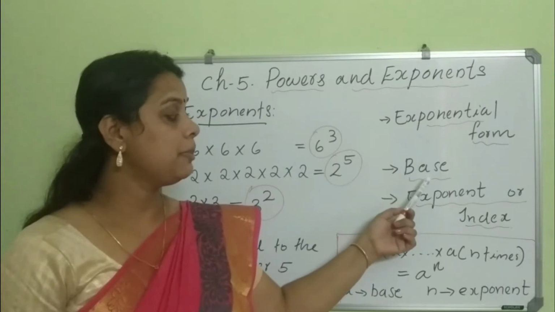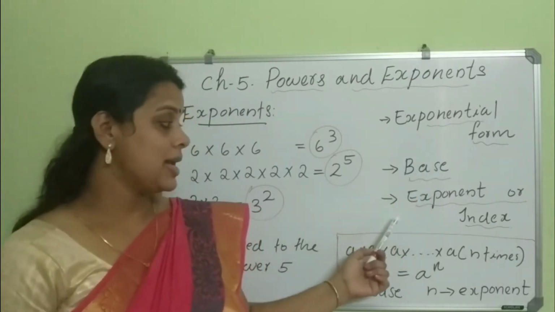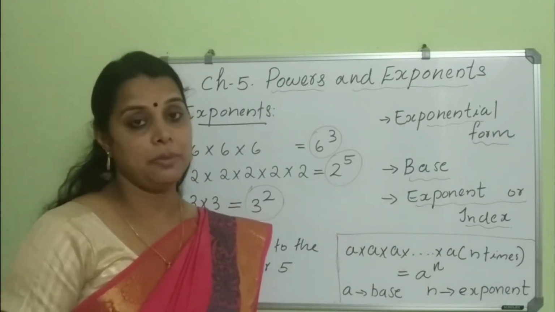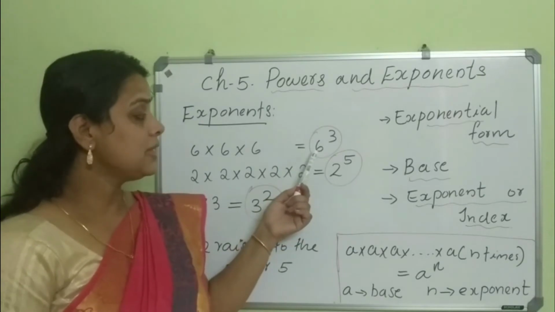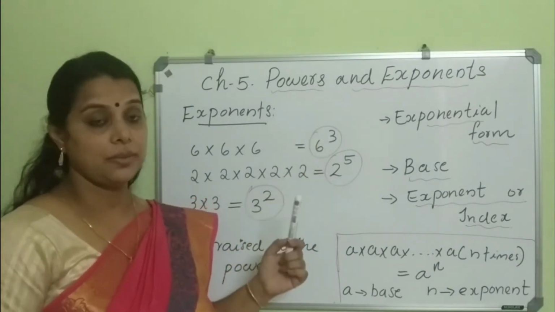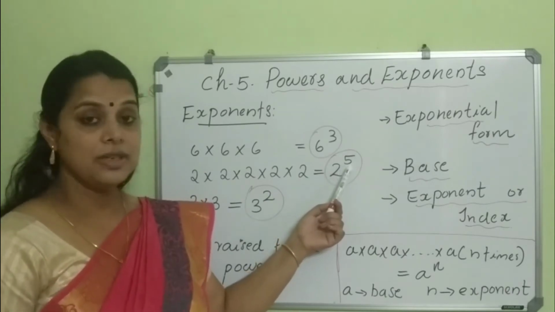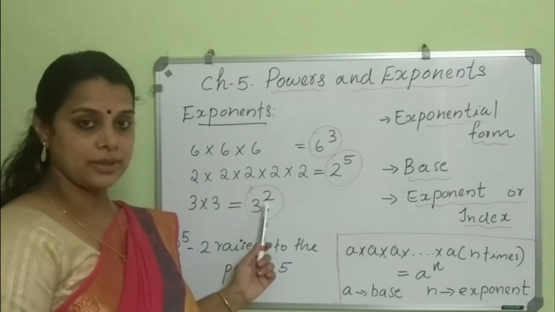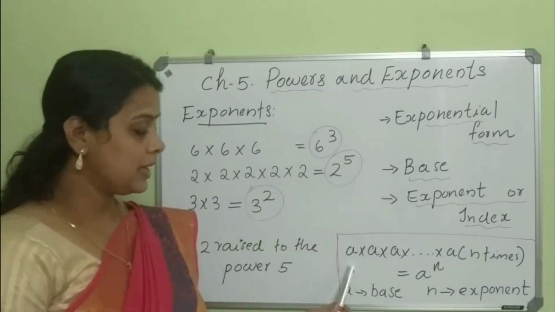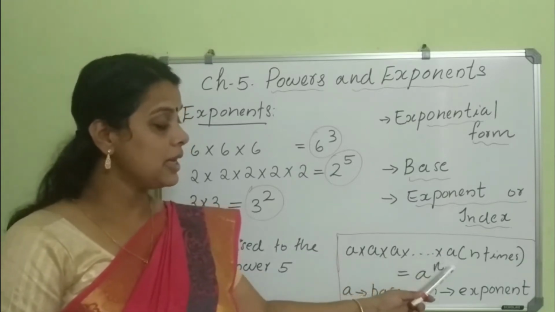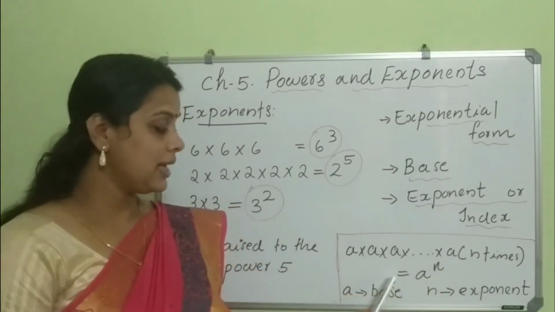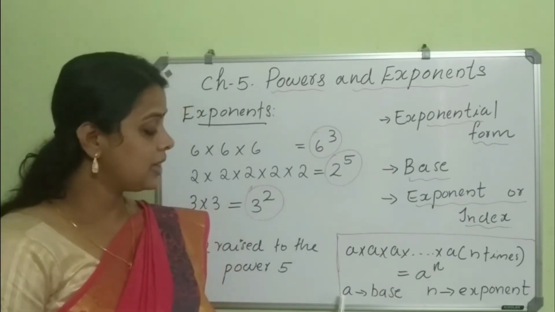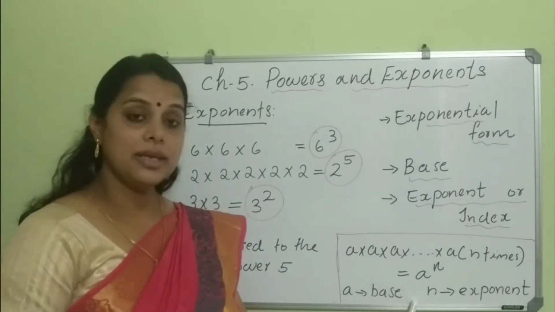Base is the number multiplied by itself repeatedly, and exponent or index is the number of times the base is multiplied. Here 6 is the base and 3 is the exponent. Here 2 is the base and 5 is the exponent. Here 3 is the base and 2 is the exponent. In general, a number a multiplied by itself n times, we can write as a raised to the power n. Here a is the base and n is the exponent.